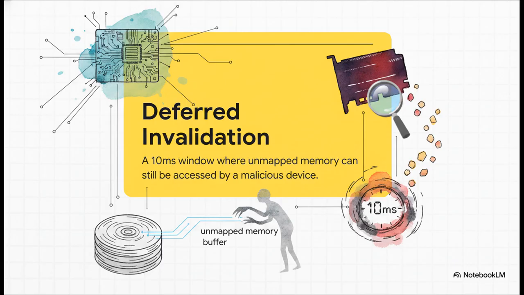To keep systems running insanely fast, operating systems like Linux will actually delay invalidating memory mappings, which creates a tiny 10-millisecond window. Now, 10 milliseconds sounds like nothing, right? But during that fraction of a second, an unmapped memory buffer can still be accessed. A malicious device, like a compromised network card, can use that exact delay to steal data actively being read by a completely different storage device on the very same server.